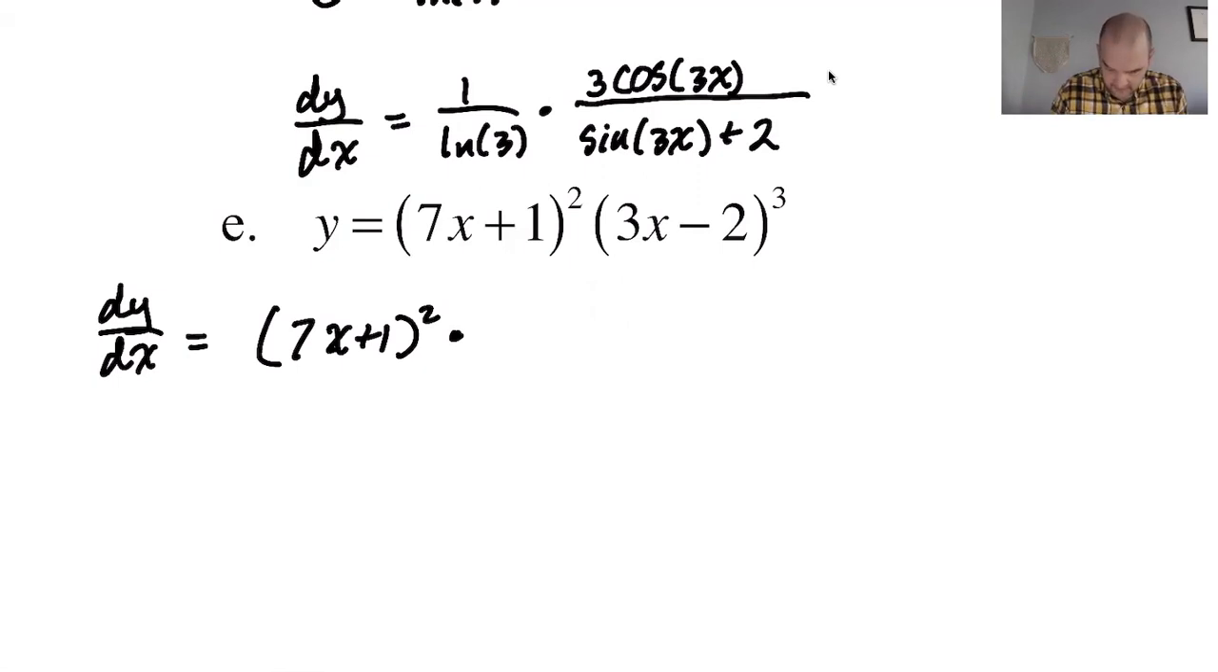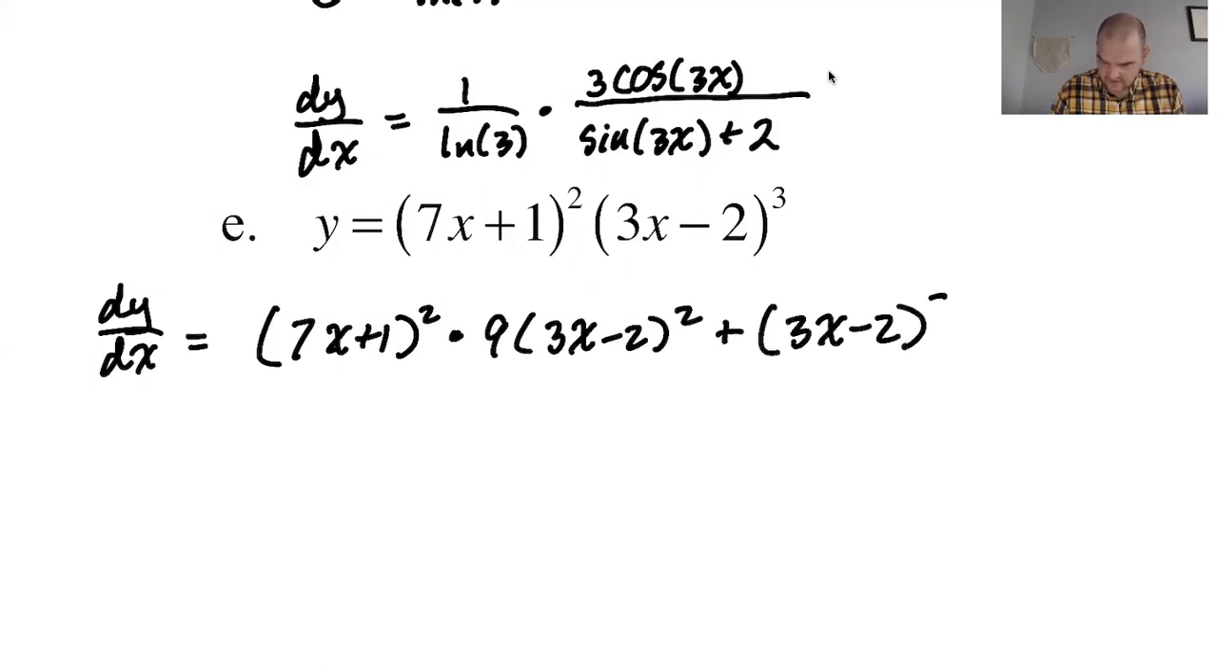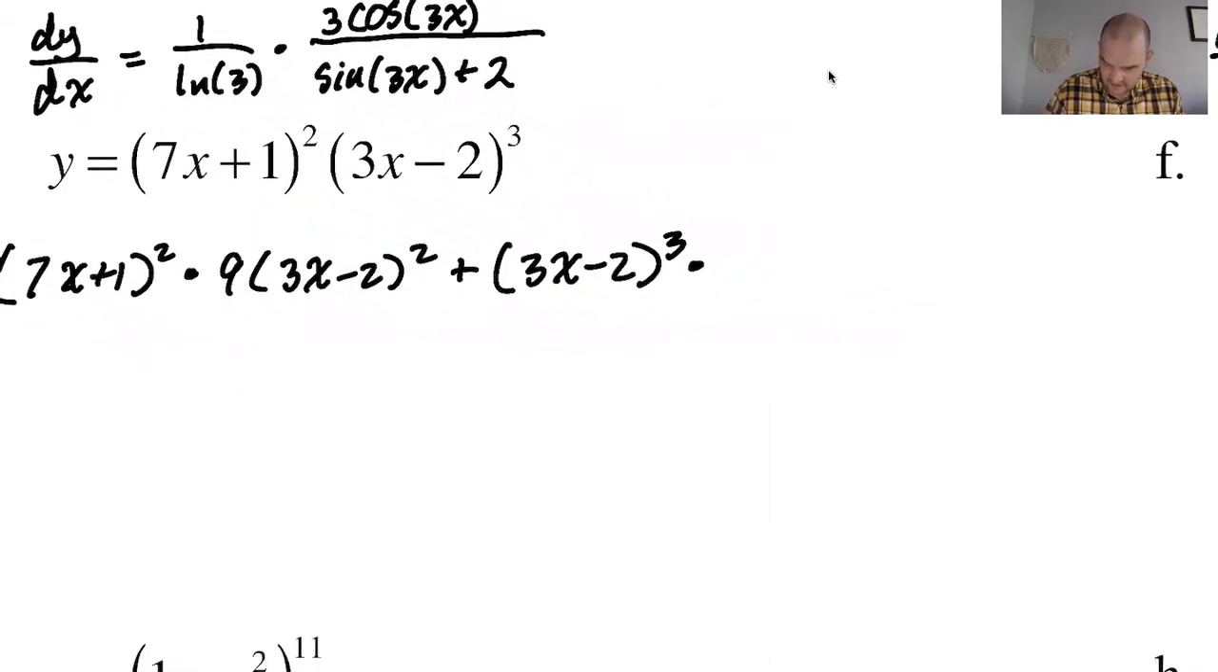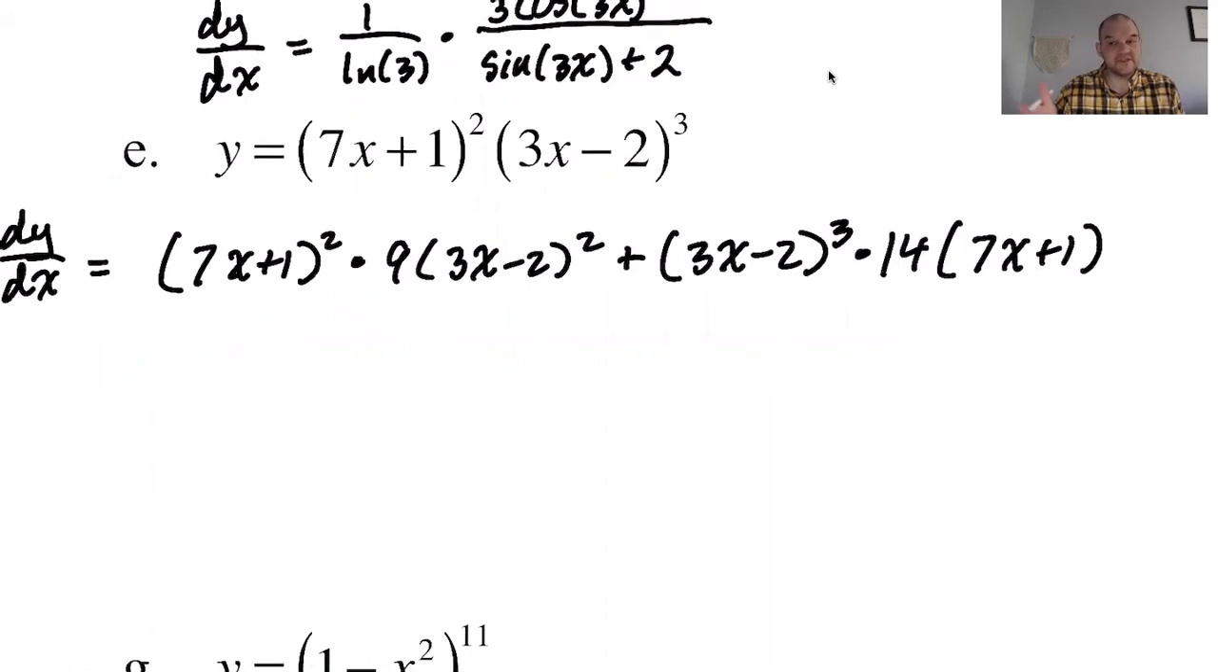So I'm going to write 9 times (3x minus 2) squared, plus second, which is this, times derivative of the first. We get a 2 from the power rule and a 7 from the chain rule, so I'm going to write 14 times quantity (7x plus 1) to the first. I'm not going to write to the first, but it's there.